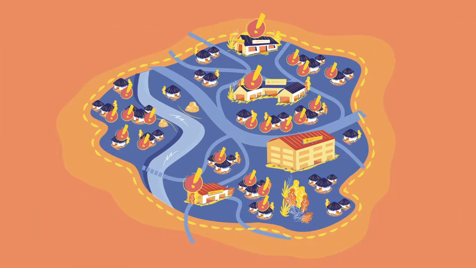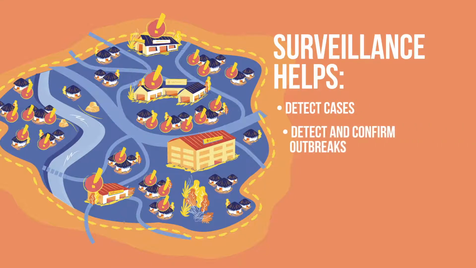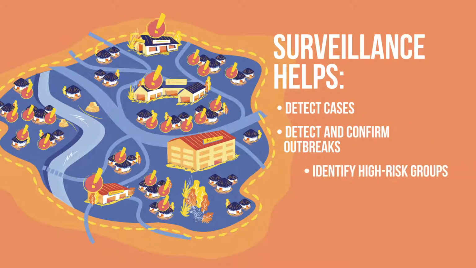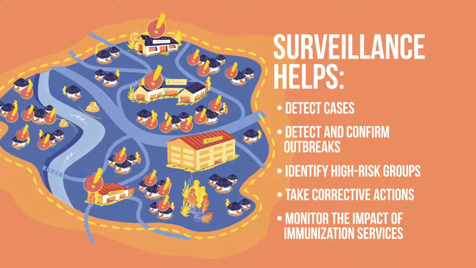Surveillance is a critical part of every immunization program. It helps guide disease control activities by detecting cases, detecting and confirming outbreaks, identifying high-risk groups, taking corrective actions, and monitoring the impact of immunization services.